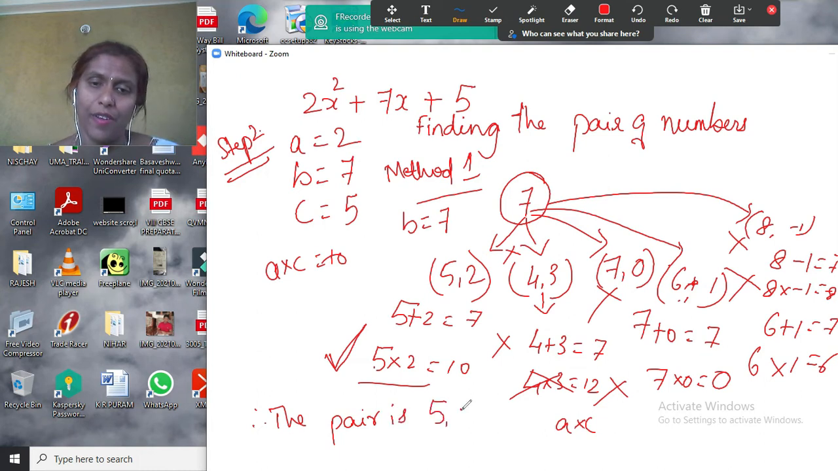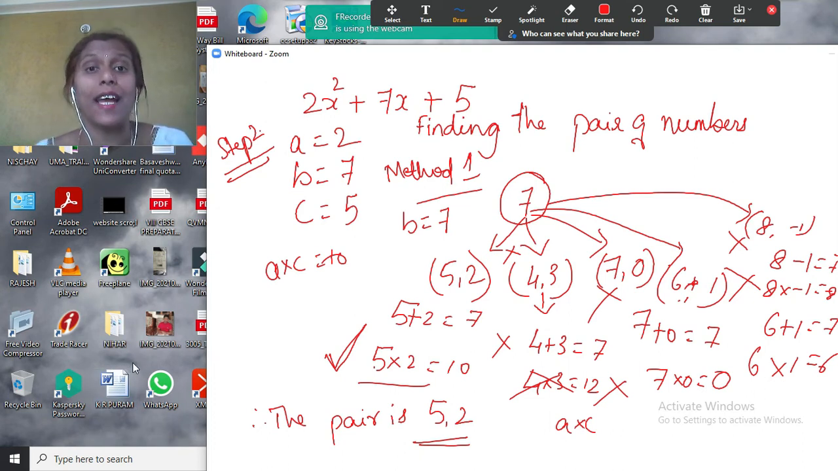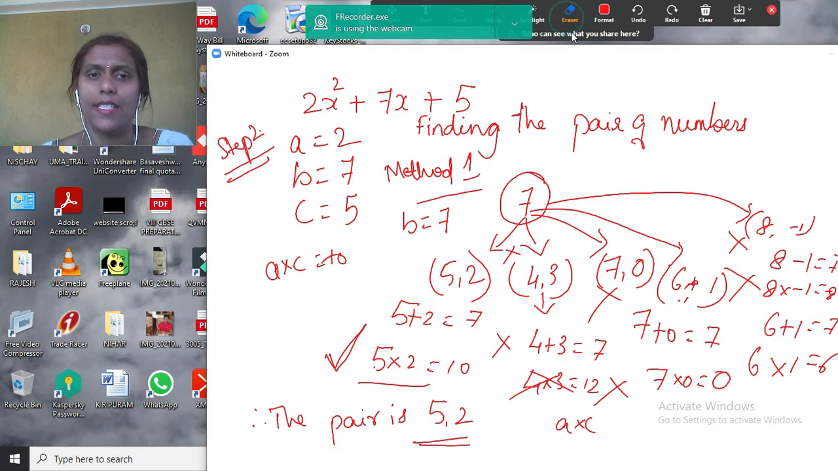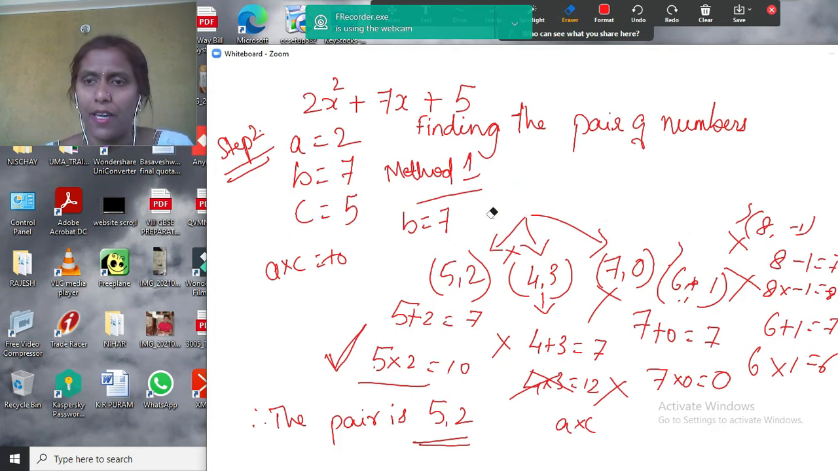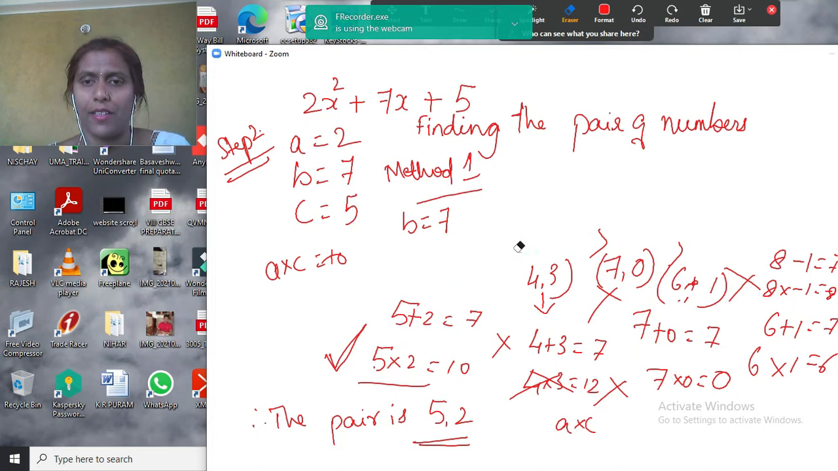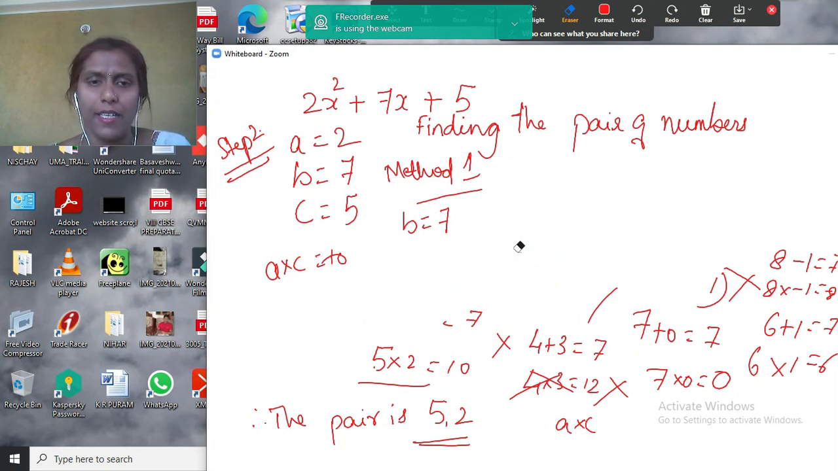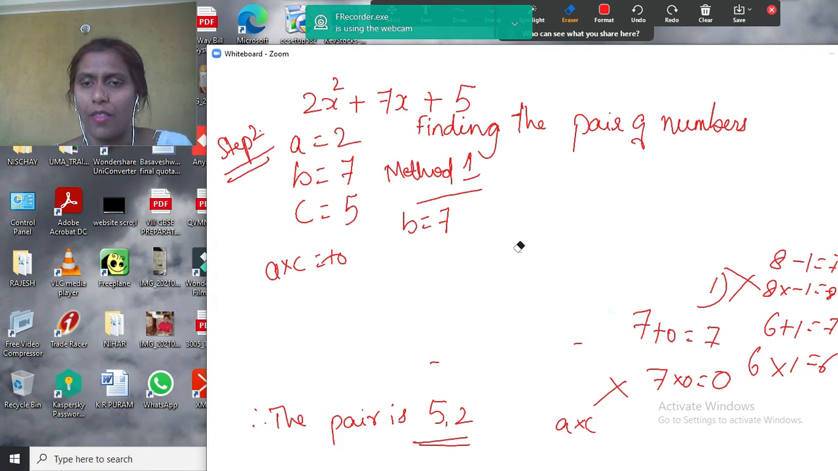Now, I hope, my dear students, with these 3 examples, you would have understood how to get the pair. Here we went with method 1, where we took b and started splitting it. I had another one, where I'll erase this part and show method 2, the LCM method. Initially, method 1 was splitting b, addition or subtraction. Method 2 is finding LCM.